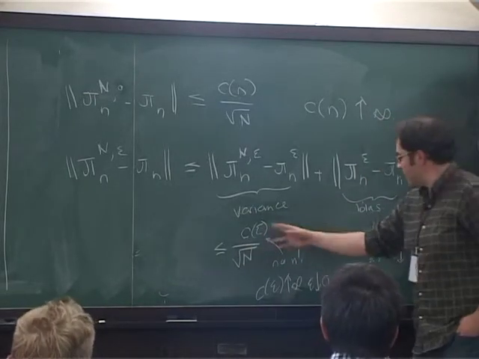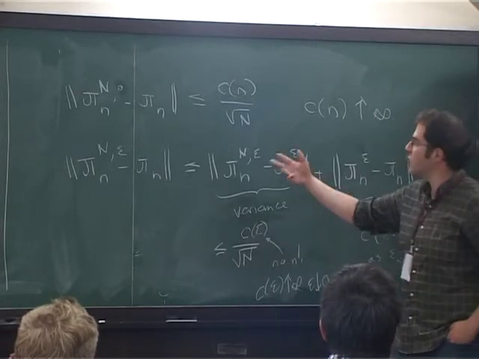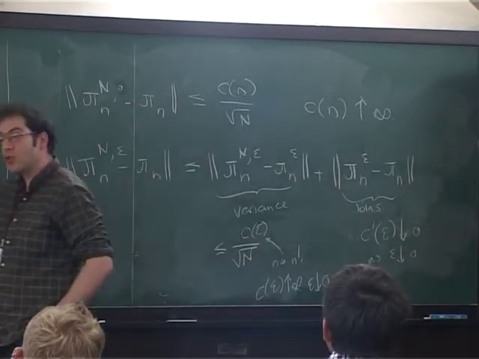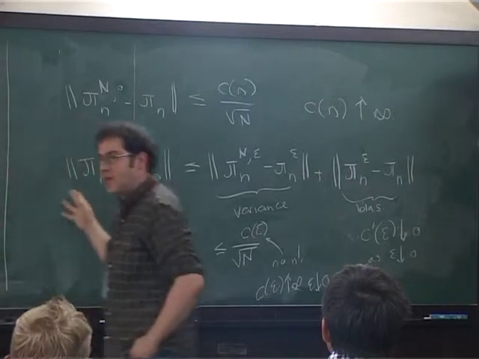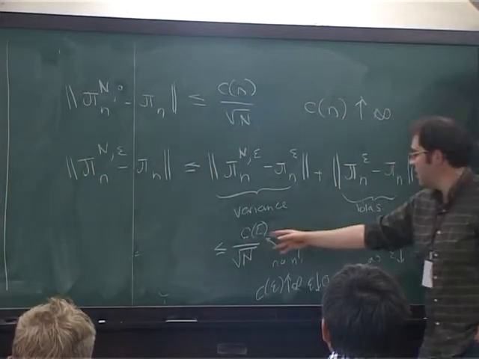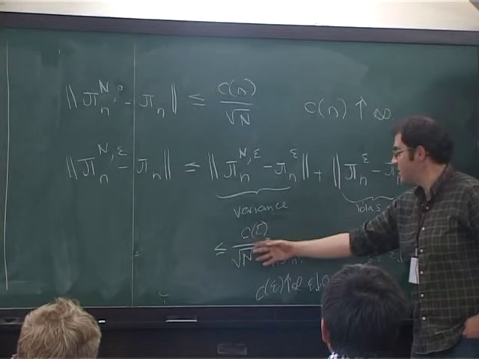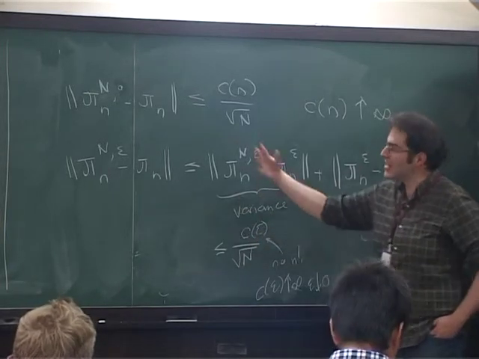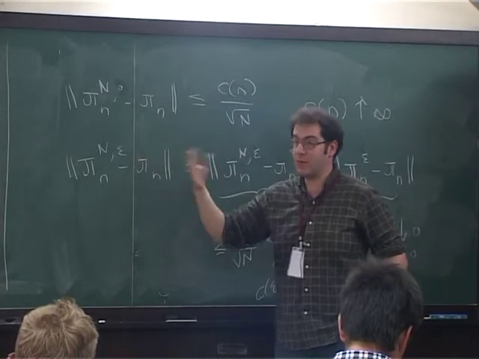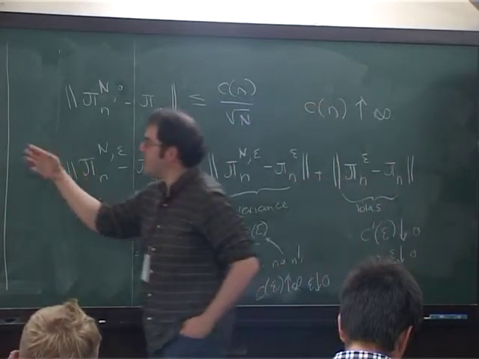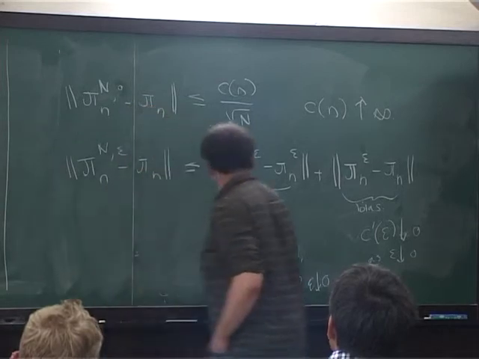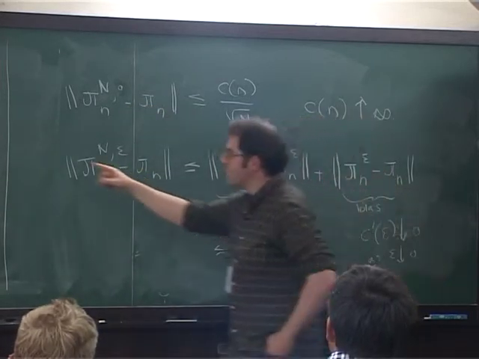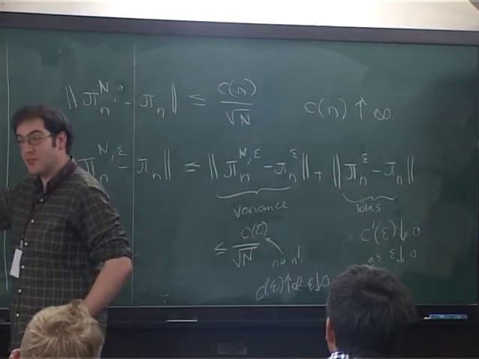So this suggests that what I should do is optimize this over epsilon. The question is, how should I choose epsilon? How much noise should I add? And this gives you a very specific answer. I should choose epsilon basically to minimize the sum of the bias and the variance. And if you were to do that, then you would get a consistent algorithm uniformly in time. So the idea is that the more particles I take, the less noise I have to add to my system to make it work.